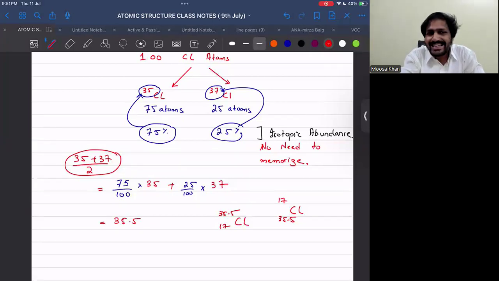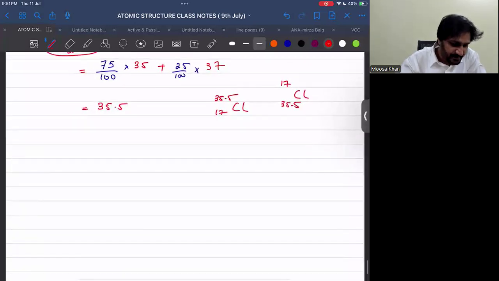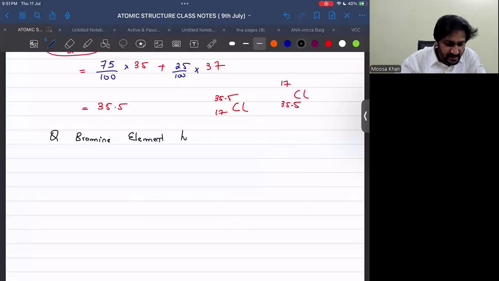Mariam, you just have to take the average. For example, recently we got this question in our exam. Let me just give you an example from the past paper. The question was: the bromine element has two isotopes.